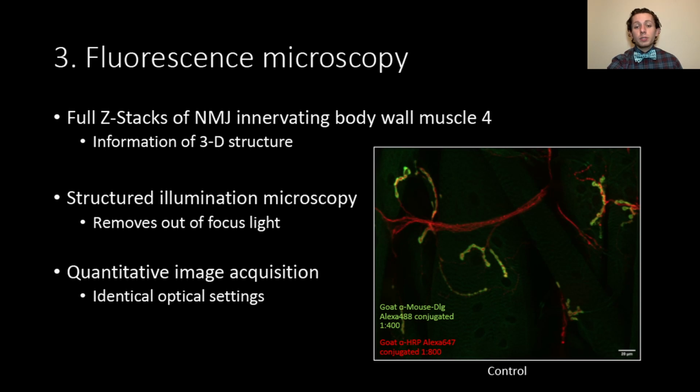While doing this, I was also using structured illumination microscopy, which helps to remove out-of-focus light, essentially giving us a more accurate readout of the spatial distributions of these proteins at the NMJ. And all the while, I was using quantitative image acquisition techniques by using identical optical settings, including exposure time, shift, and laser power across both genotypes to ensure that I could quantitatively compare the difference between the two.